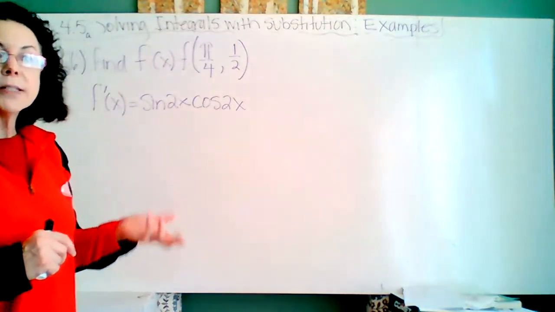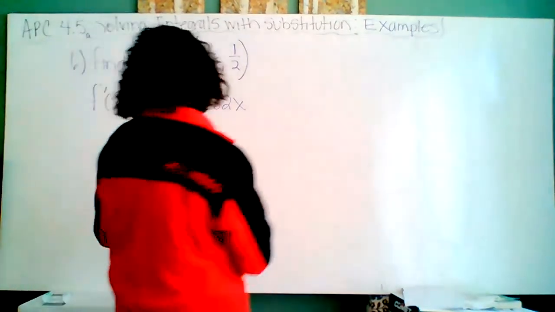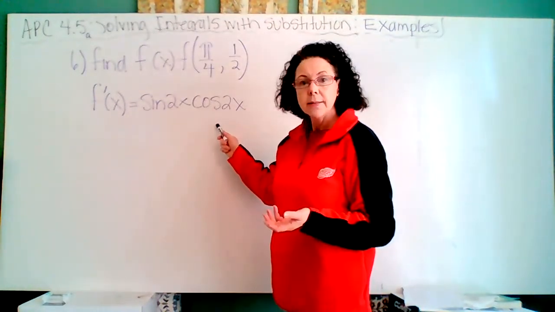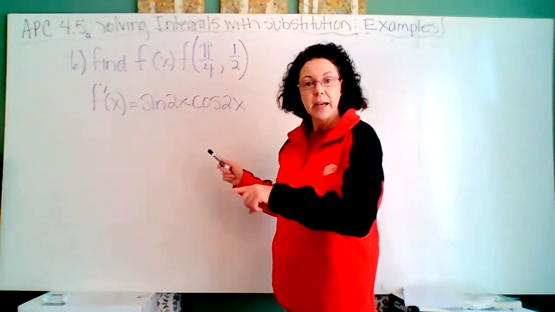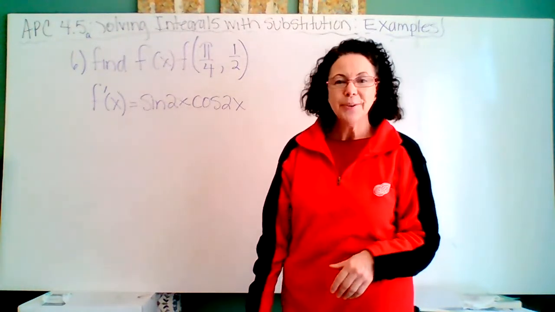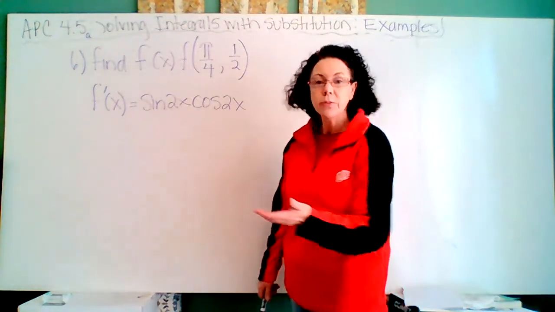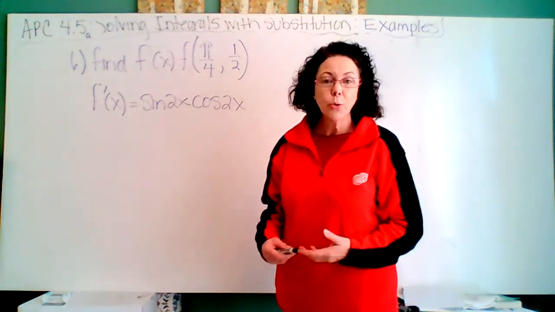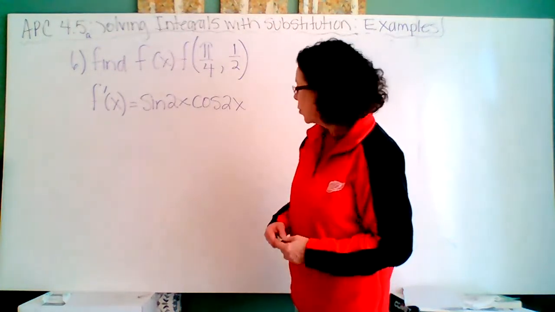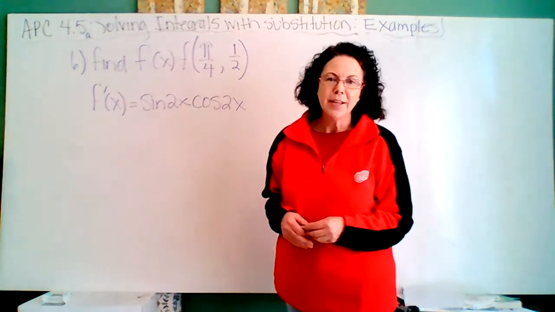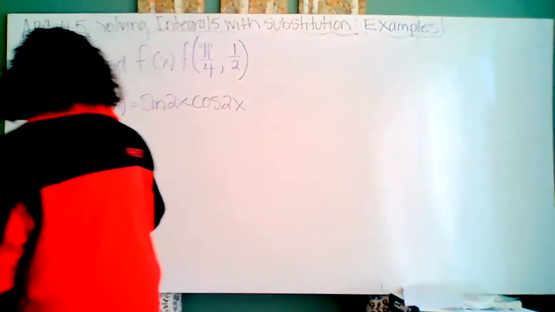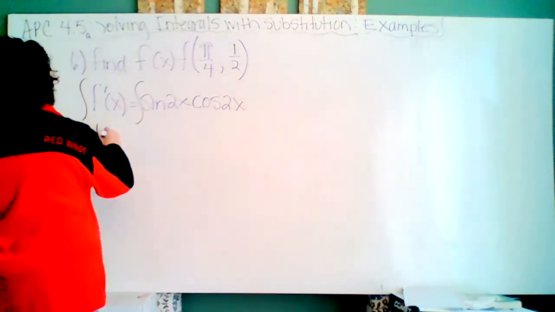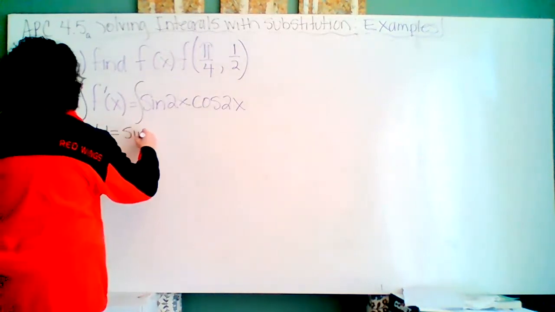That works. But some other students may say, well, can't I take the derivative of cosine of 2x and get a -2 sine of 2x? Absolutely you can. In the end, that is perfectly acceptable, and you will have an equivalent answer, right? But I like to keep the negatives out of here. So we know that we have to integrate to solve. Let's make our u sine of 2x.